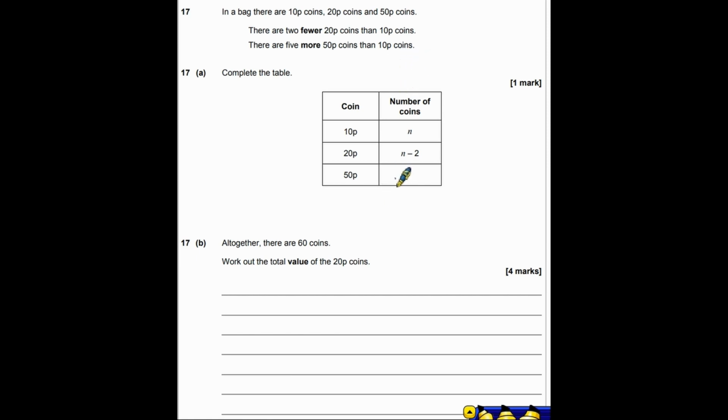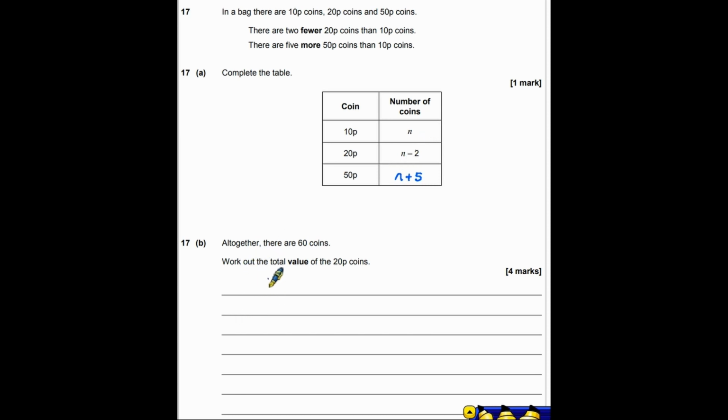So let's use the same terminology. The number of 10 pence coins is n, but we know there are 5 more 50 pences, so that is going to be n plus 5. That's part A. Part B is saying altogether there are 60 coins, and we are to work out the total value of the 20 pence coins. Well, to do this, we need to know the value of n.